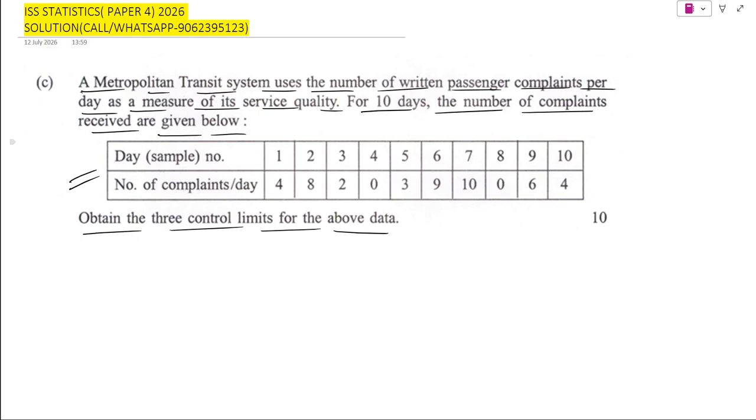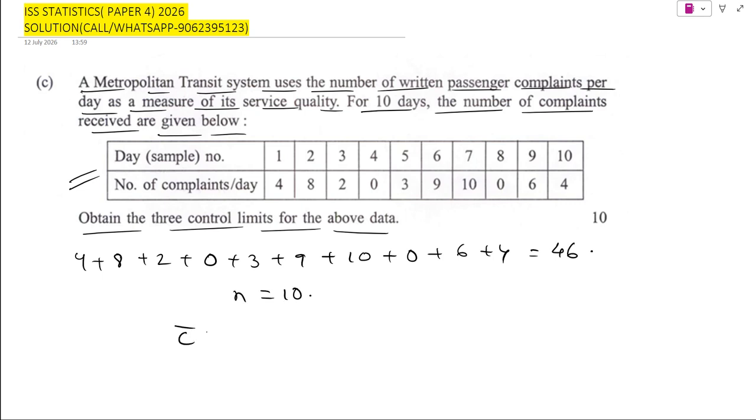Now first calculate the total complaints. So this is 4 plus 8 plus 2 plus 0 plus 3 plus 9 plus 10 plus 0 plus 6 plus 4, which is 46. The number of days, N, is 10. So C bar will be 46 by 10, which is 4.6. This is called the central line. So CL is C bar, which is 4.6.